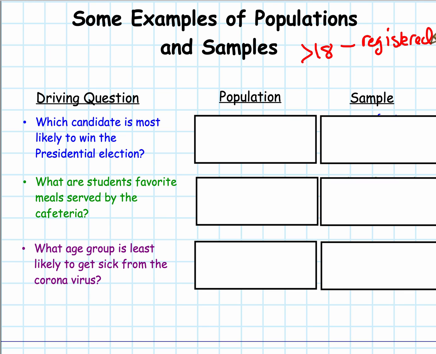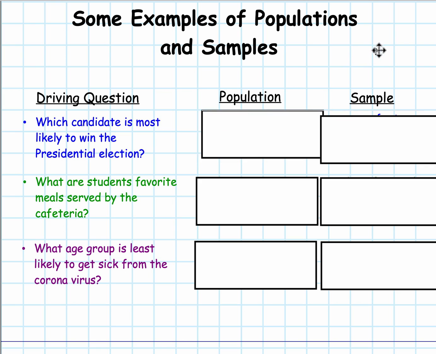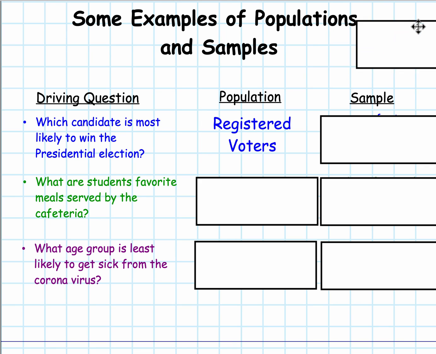So our population is who we can get this information from. And so our population would be people who are registered to vote because they are the ones that can vote. But how are we going to get that information? Should we get our information from everybody who's registered to vote? Would that be feasible? No.